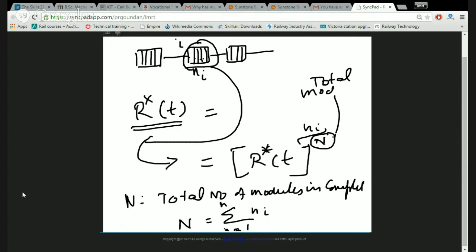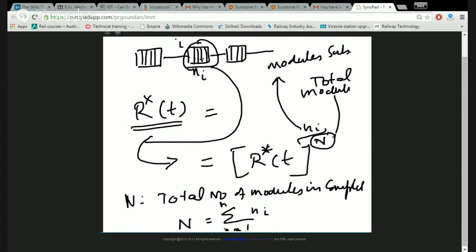One has 10, one has 5, another has 100, another has 5. If you do equal apportionment, what do you do? You will do R to the power of 1 by n. So I am not doing 1 by n because I am not giving equal. What I am doing is, you have got Ni modules, so you will give Ni by N. So if you multiply all these things, what happens?